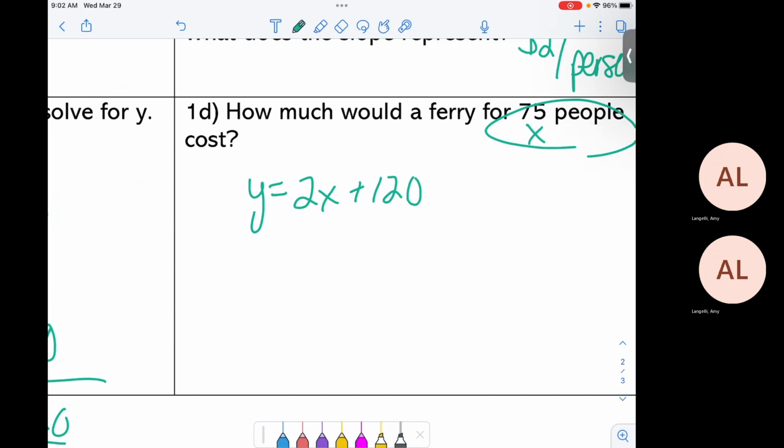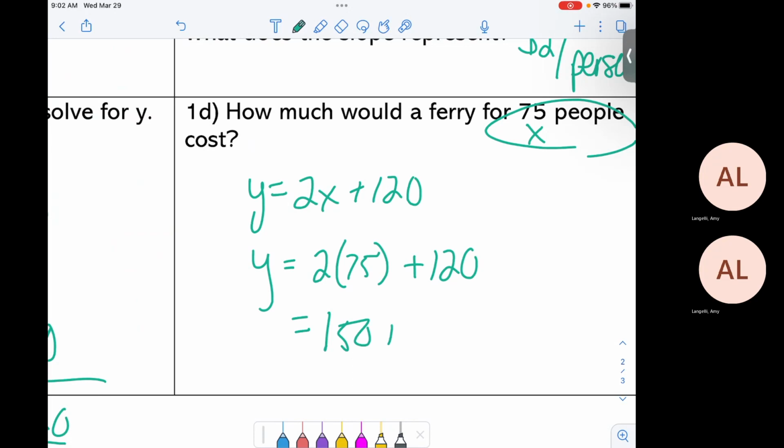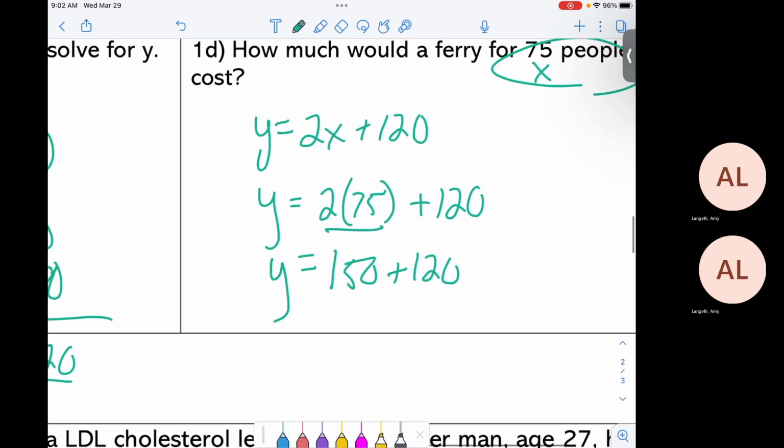So do I do 75 equals or keep it y? y equals 2 times what was it? 75. Plus 120. So you're ahead of the game there. 150 plus 120. When you multiply, it's 150. What do you guys get?